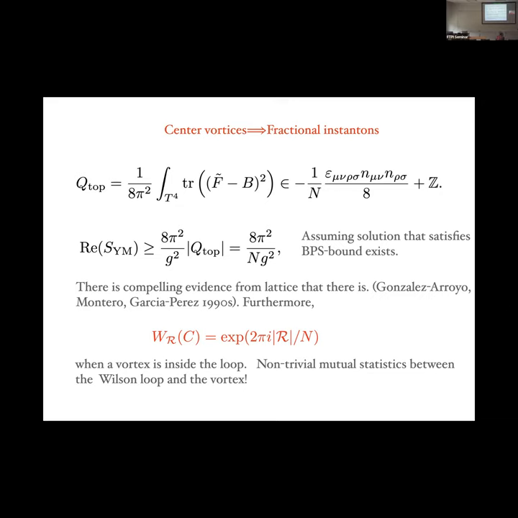Actually, the action is quantized in units of the instanton action divided by N. But in this particular case, the non-trivial analytical solutions in this construction are not known. There is only one non-trivial solution, and it is due to 't Hooft himself. He studied pure Yang-Mills theory on T4, but the solution is constant through T4. It is not like an instanton. It's not a lump. It is constant electric field, constant magnetic field.